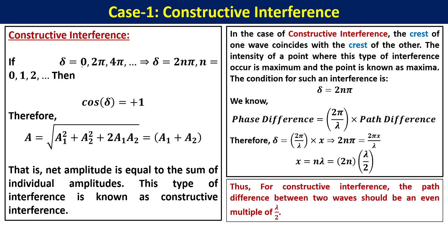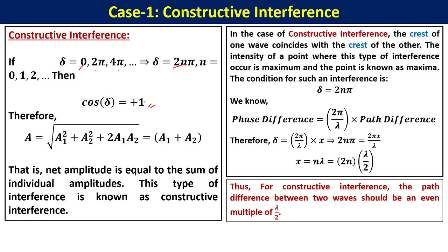If delta is equal to 0, or twice pi, or 4 pi, or 6 pi, that means it is an even multiple of pi. We write it as twice n pi, where n is equal to 0, 1, 2, 3, etc. So if delta has this form, an even multiple of pi, in that case cos delta is equal to plus 1. Why? If delta is 0, cos of 0 is 1. If delta is twice pi, cos of twice pi is plus 1. If delta is 4 pi, cos of 4 pi is plus 1. So for all those values of delta, cos delta will be equal to plus 1.